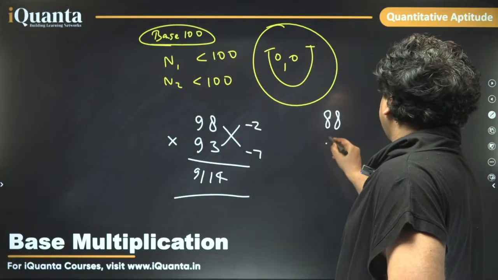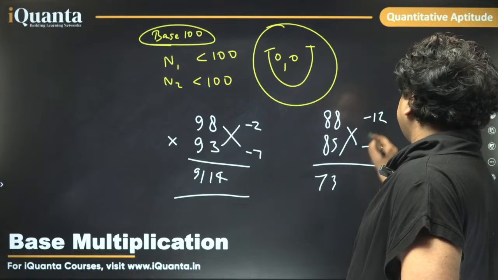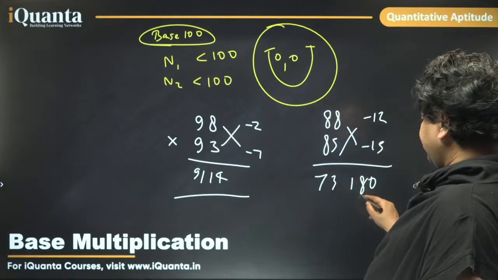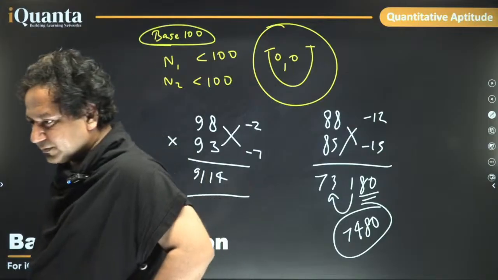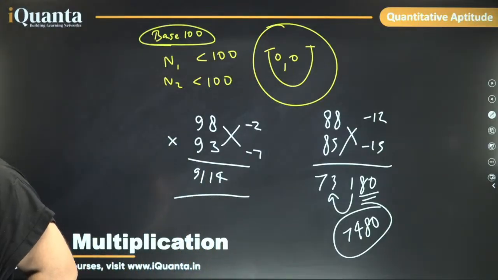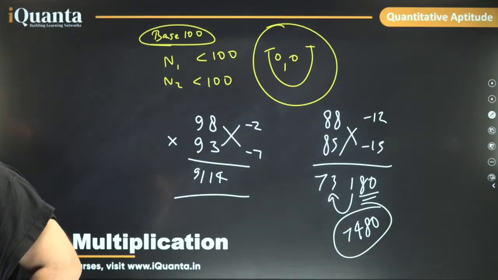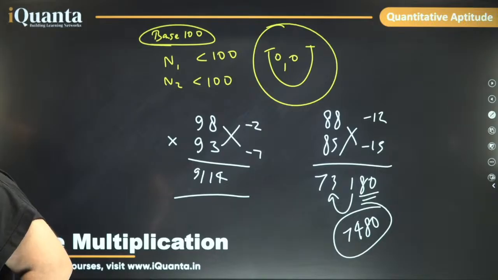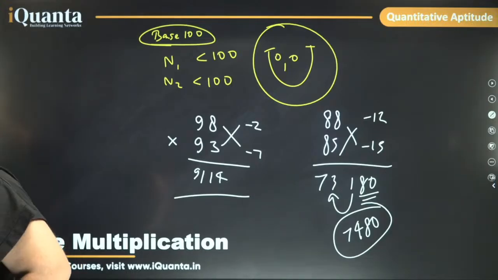88 multiplied by 85. 12 less, 15 less. Okay. Let's subtract. I get 73. This is 180. Oh, 3 digits are there, only 2 are allowed. 1 must go here. I'll get 7480. That's it. Got it? Looks good? Everything is same. It's just that we need to subtract in place of addition. Got it?